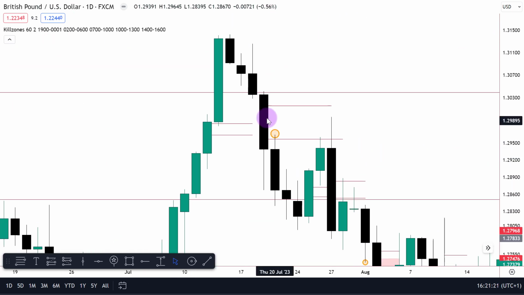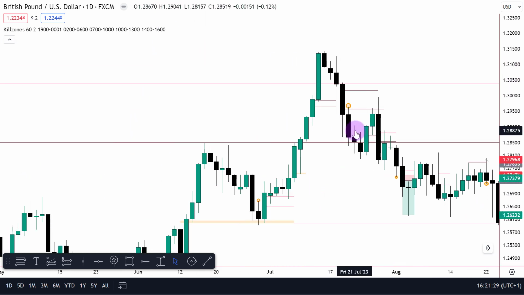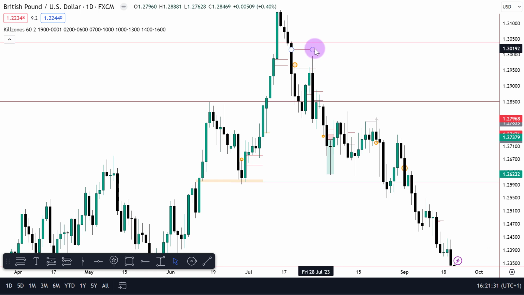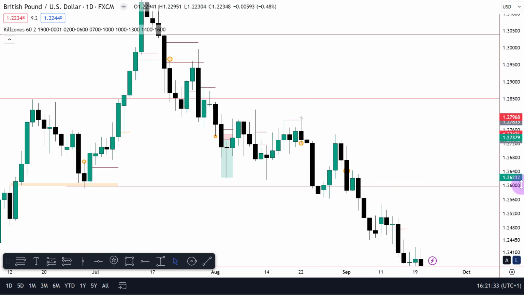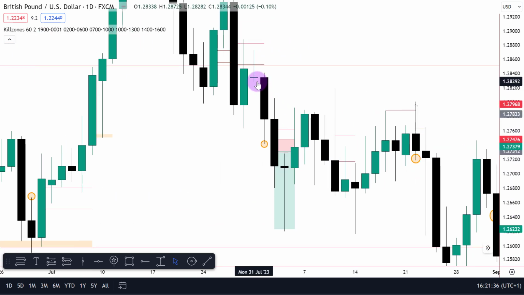On the daily time frame, price created a displacement and created a fair value. Institutions went back to that fair value gap. That would be an entry if I was doing position trading, and that's engineered all of this price delivery. You can see that they created another fair value here. Price went back to that fair value.